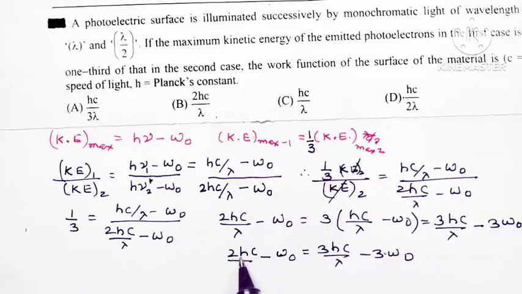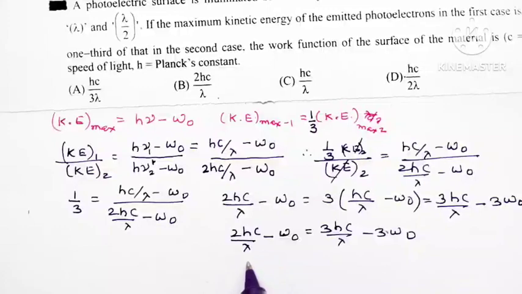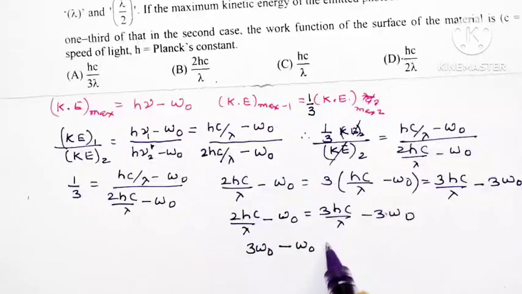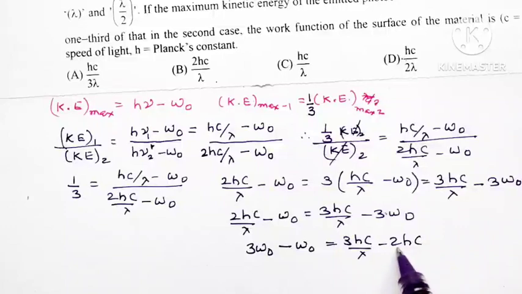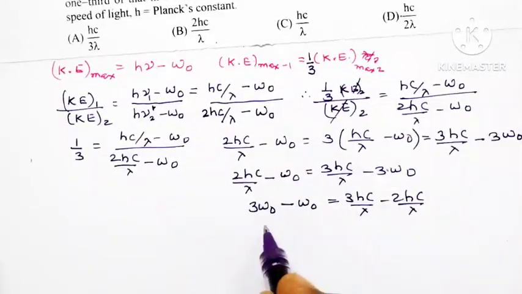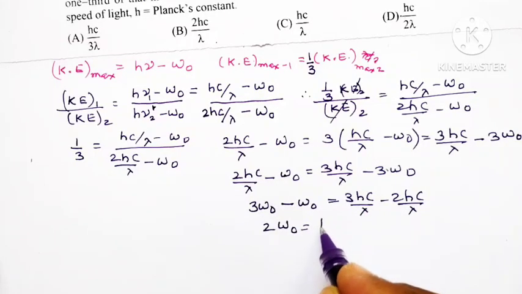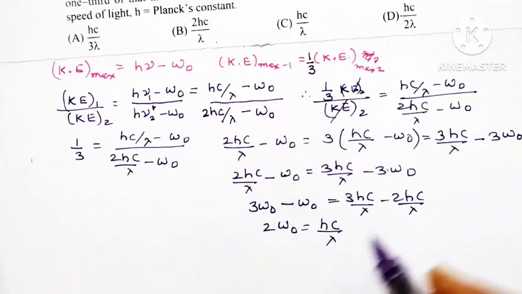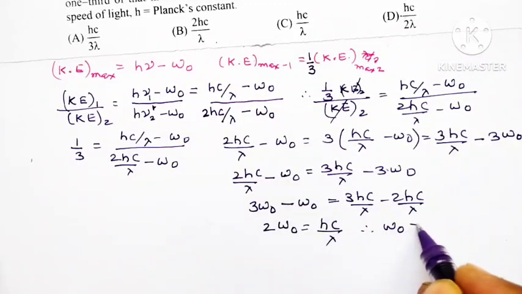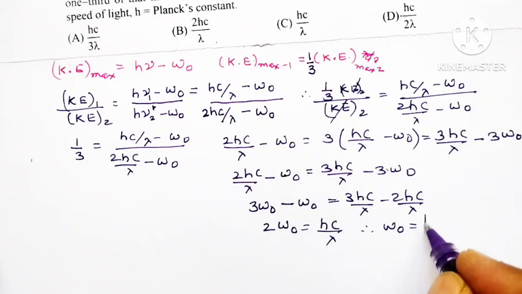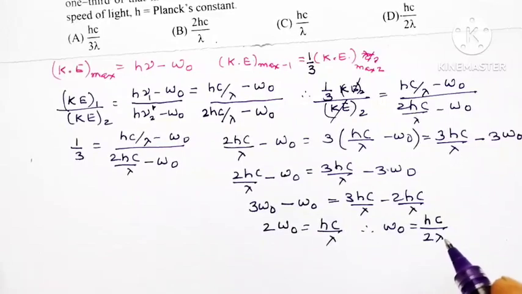Now take this 2 hc by lambda to the right hand side and minus 3 omega 0 to the left hand side. So what we will get, 3 omega 0 minus omega 0 is equal to 3 hc by lambda minus 2 hc by lambda. Now what is 3 omega 0 minus omega 0? It is 2 omega 0, and 3 hc by lambda minus 2 hc by lambda means it is hc divided by lambda. Therefore omega 0 is equal to, take this 2 in the denominator, hc divided by 2 lambda.